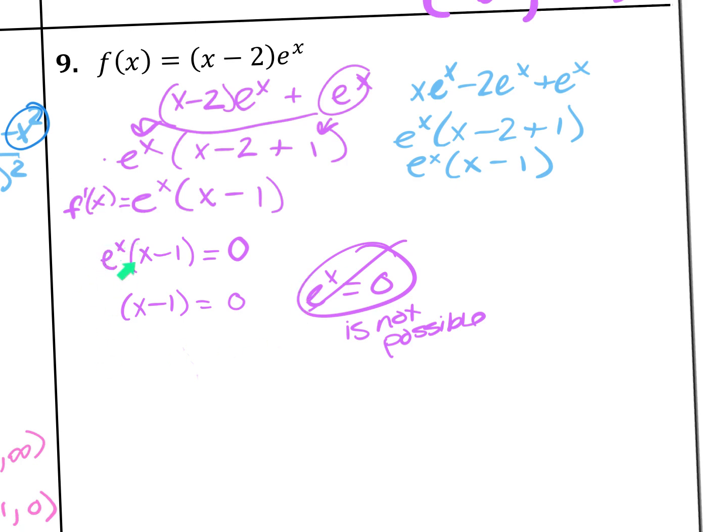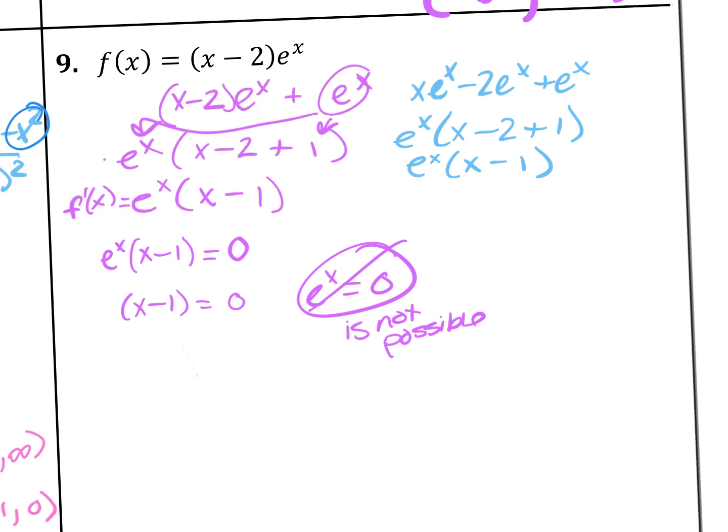Why can't e to the x be 0? Well, e to the 0 is 1. e to the 1 is just e. e to the -1 is 1 over e. There's no way we can get a 0 out of that. It is not mathematically possible. But that doesn't mean it doesn't exist. e to the x is still a function that still works. It's just not ever 0.